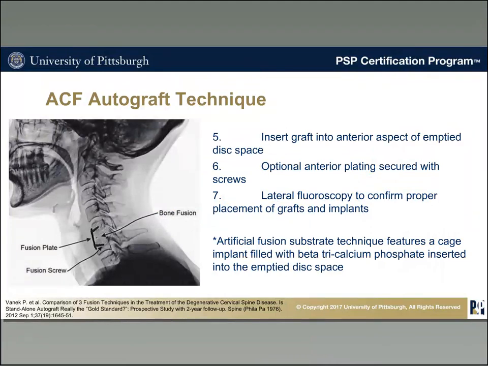The graft is inserted into the empty disc space. Optional anterior plating is secured with screws, which we can see on the left on the radiograph, and a lateral fluoroscopy to confirm proper placement of the grafts and implants is performed.